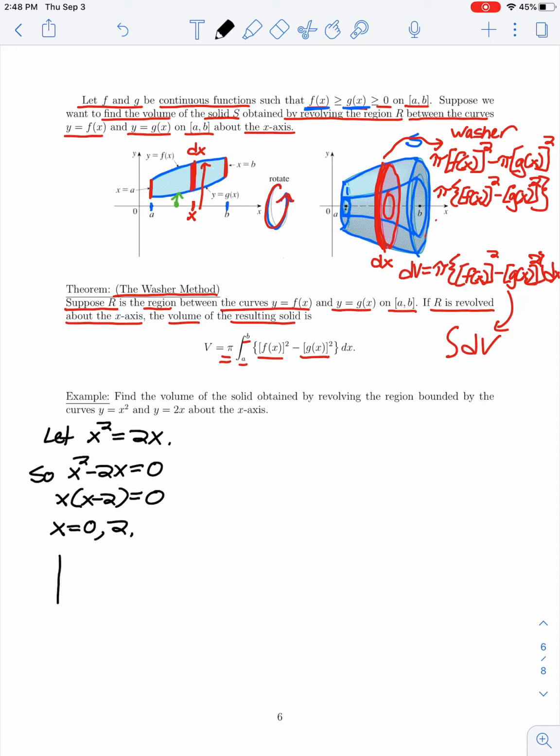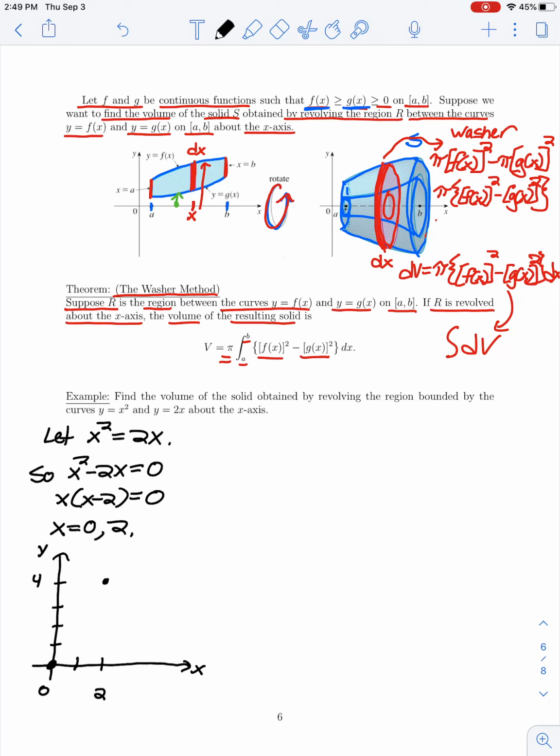Now let's find the corresponding y values. So when x is 0, y, which is x squared, would also be 0. So both curves have to pass through the origin. And when x is 2, y, which is x squared, or 2 times x, is equal to 4. So they also pass through this point 2, 4.